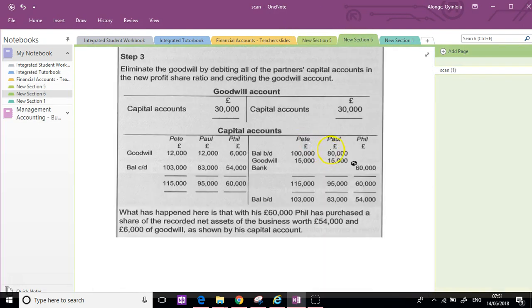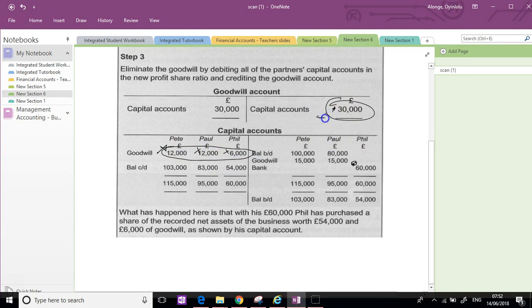I'll talk about that in a second, but I just want you to be so comfortable with the mechanics. Now I'm getting rid of the goodwill. So by getting rid of the goodwill, I credit the goodwill account and divide this 30,000 in the new profit sharing ratio of the three partners. So you have 12, 12, and 6. This is 2/5, 2/5, 1/5. So this is the opposite side of this.